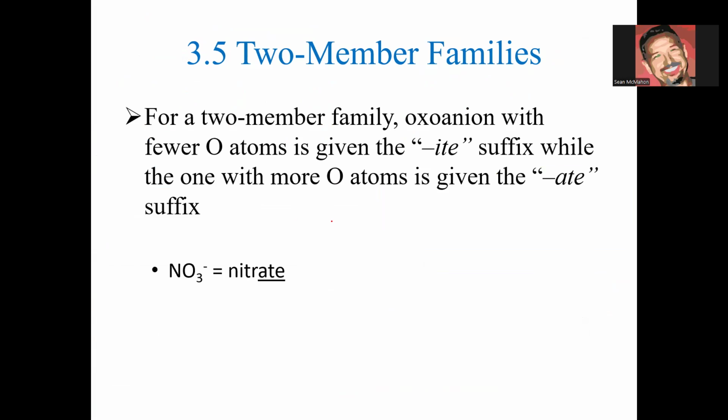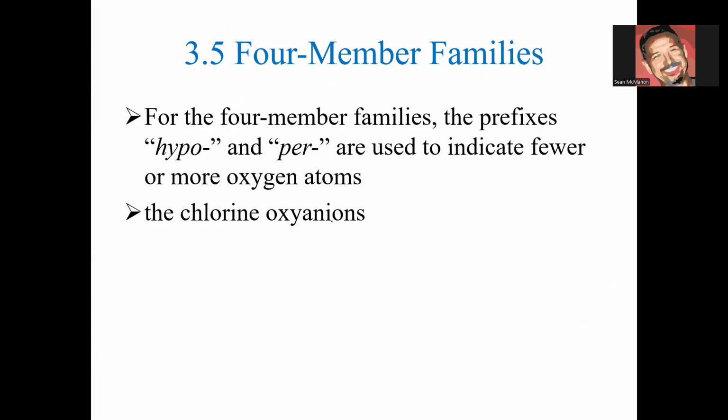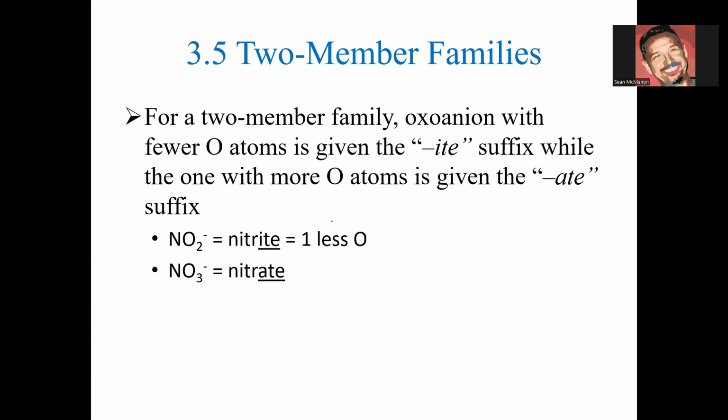So to review the families, the ite is 1 less, the ate is where we're deriving it. Now, which ones have this? I'll give you an example.